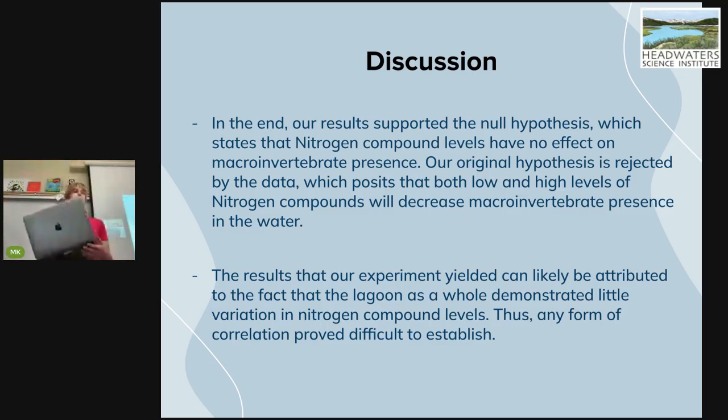So in the end, the results that we got for all 3 compounds mostly supported our null hypothesis, which states that there's no correlation between the levels of nitrogen compounds and macroinvertebrate presence or diversity, and rejected our original hypothesis, which stated that there would be an ideal level of nitrogen compounds, and we would see an increase with that. And with lower or higher levels, we would see lower macroinvertebrate presence.